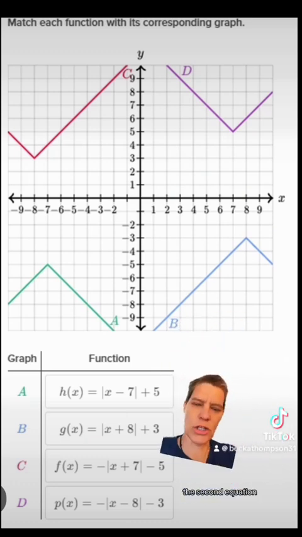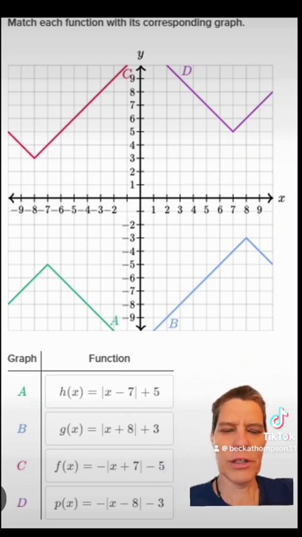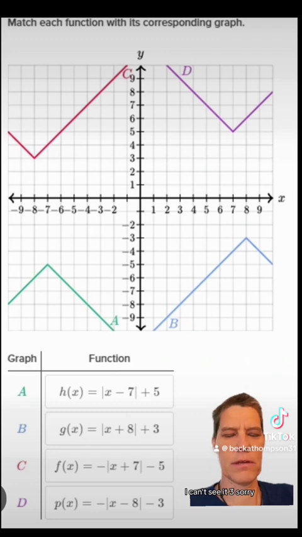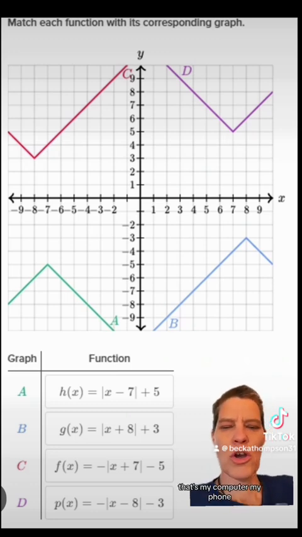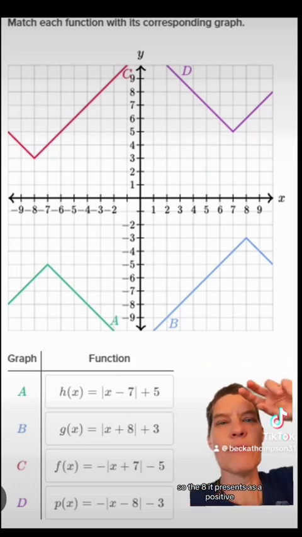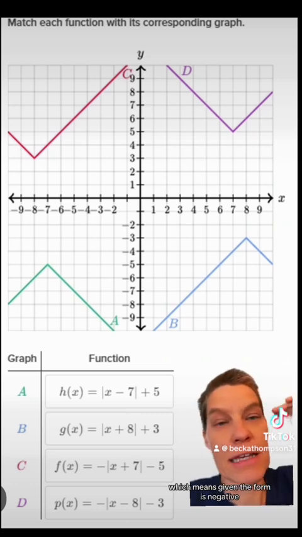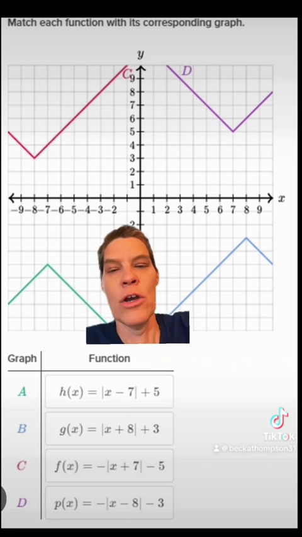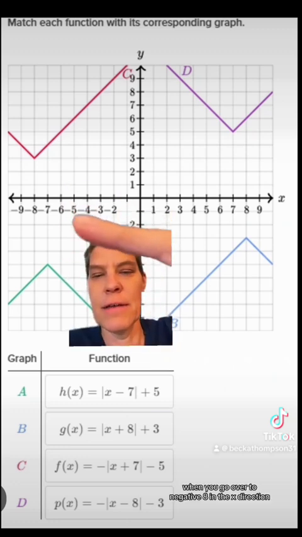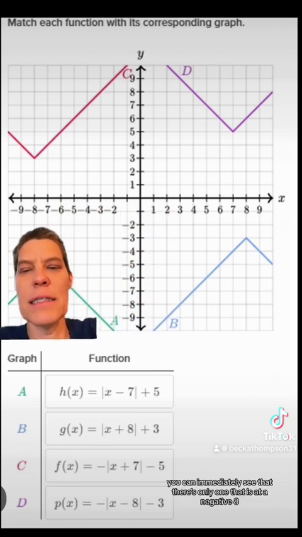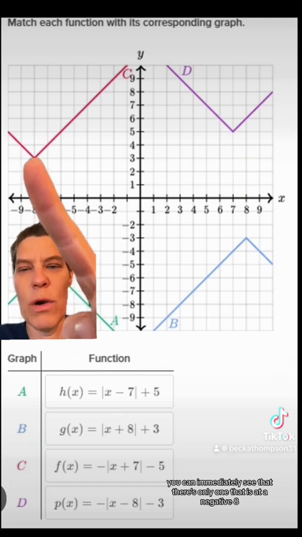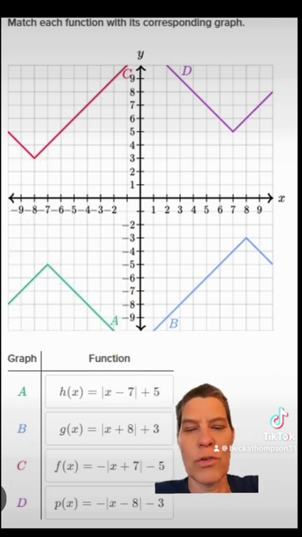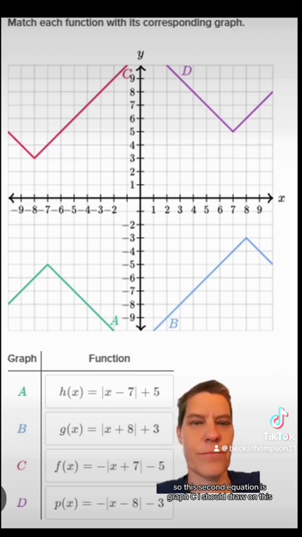The second equation, plus 5, plus, what is that? I can't see it. 3. Sorry, that's my phone. So the 8 presents as a positive, which means given the form is minus, it's the opposite, so it's negative 8. When you go over to negative 8 in the x direction, you can immediately see that there's only one that is at negative 8, and that's graph C. So this second equation is graph C. I should draw on this.